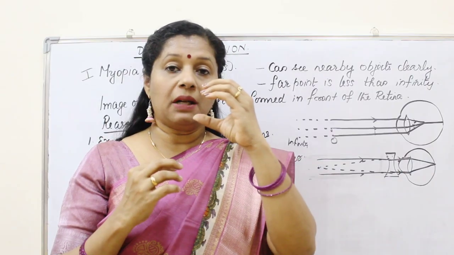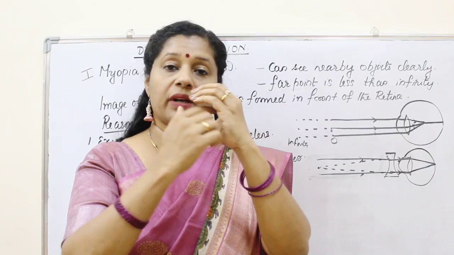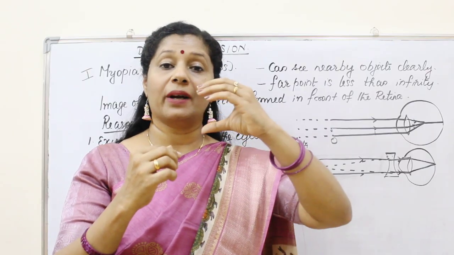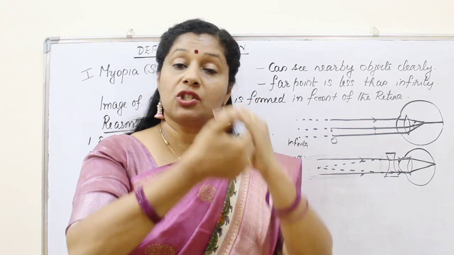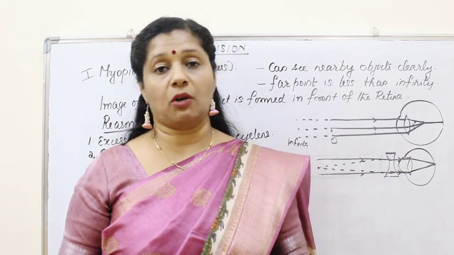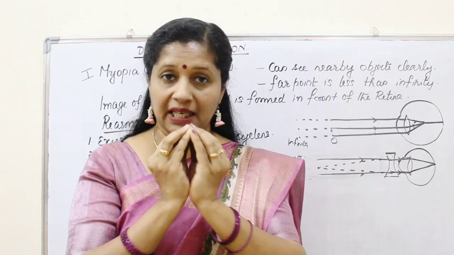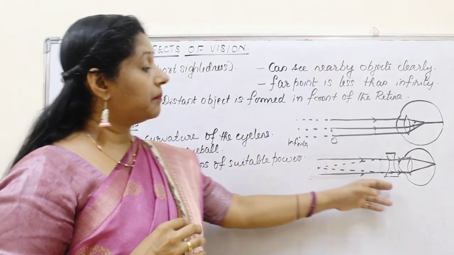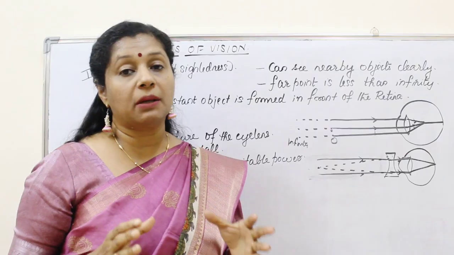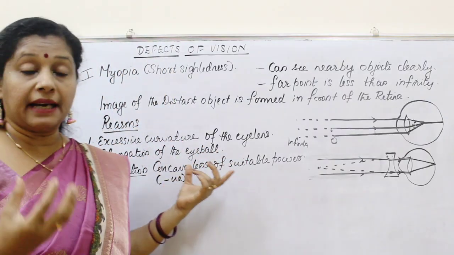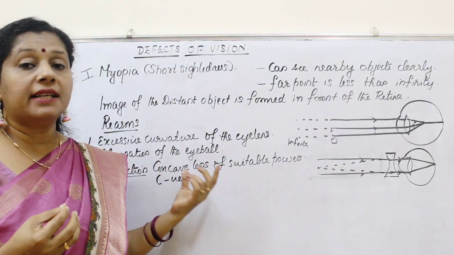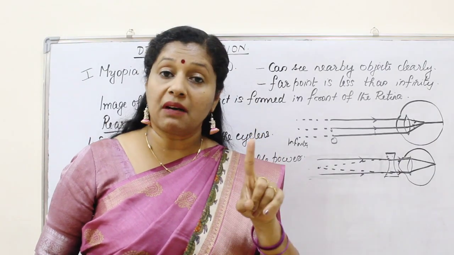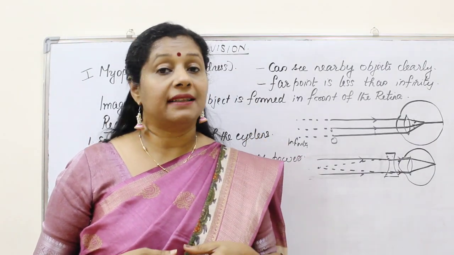If the normal eyeball is like this, the image could have fallen on the retina, but due to some reason the eyeball is a little elongated. So the image is not reaching the retina. That could be the other problem. So either excessive curvature of the eye lens or the elongation of the eyeball can cause this disease, and using a concave lens of suitable power can rectify this problem. And concave lens means what? Focal length is negative, so power also will be negative, because power means what? Reciprocal of focal length in meter.